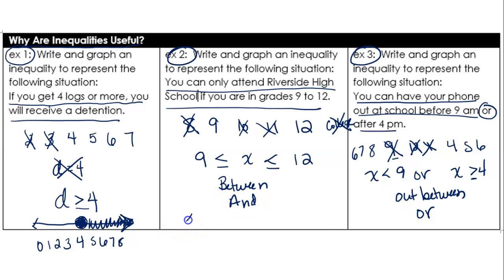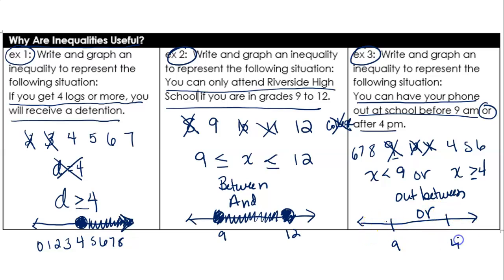Now let's talk about shading. This should have been in between 9 and 12. To show that, I'm using my shaded in circles because I'm including grades 9 and 12, and I'm showing everything in between. This is out between, and this will show you why I call it out between. It's on the outsides of 9 and 4. There is no line underneath my inequality, so I use an open circle there to show less than. There is a line on my inequality, so I show a shaded in circle there to show greater than.